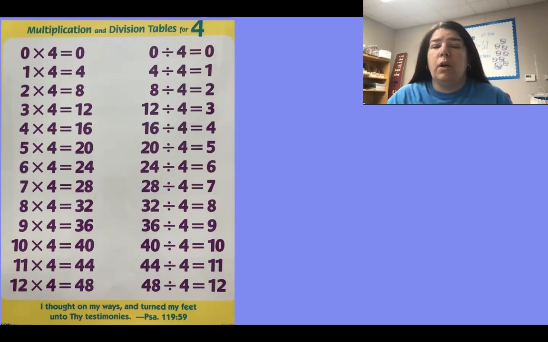0 divided by 4 equals 0. 4 divided by 4 equals 1. 8 divided by 4 equals 2. 12 divided by 4 equals 3. 16 divided by 4 equals 4. 20 divided by 4 equals 5. 24 divided by 4 equals 6. 28 divided by 4 equals 7. 32 divided by 4 equals 8. 36 divided by 4 equals 9. 40 divided by 4 equals 10. 44 divided by 4 equals 11. 48 divided by 4 equals 12.